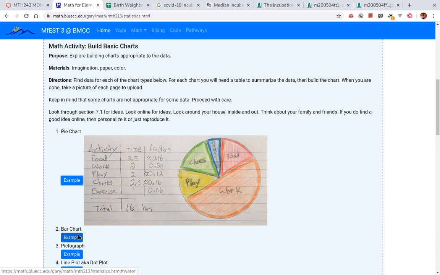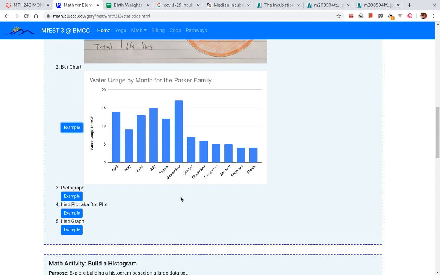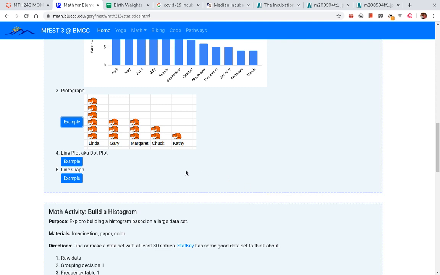There's all different kinds of charts that we make. So here's one when I pay my water bill each month. The city sends me, hey, this is how much water we measured that you used in the last several months. So bar charts are popular. Pictographs are used a lot. So here's a silly one with the number of cats me and some of my friends have.